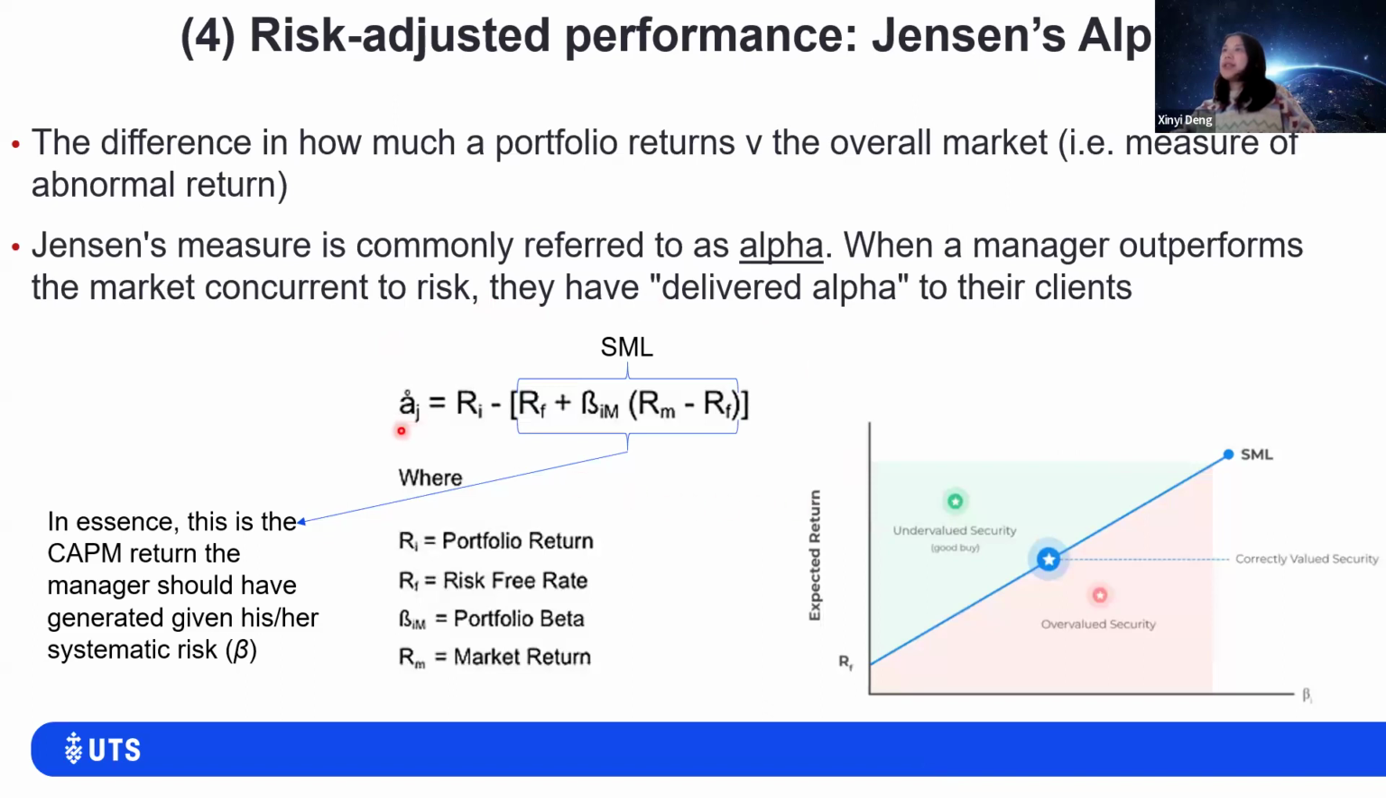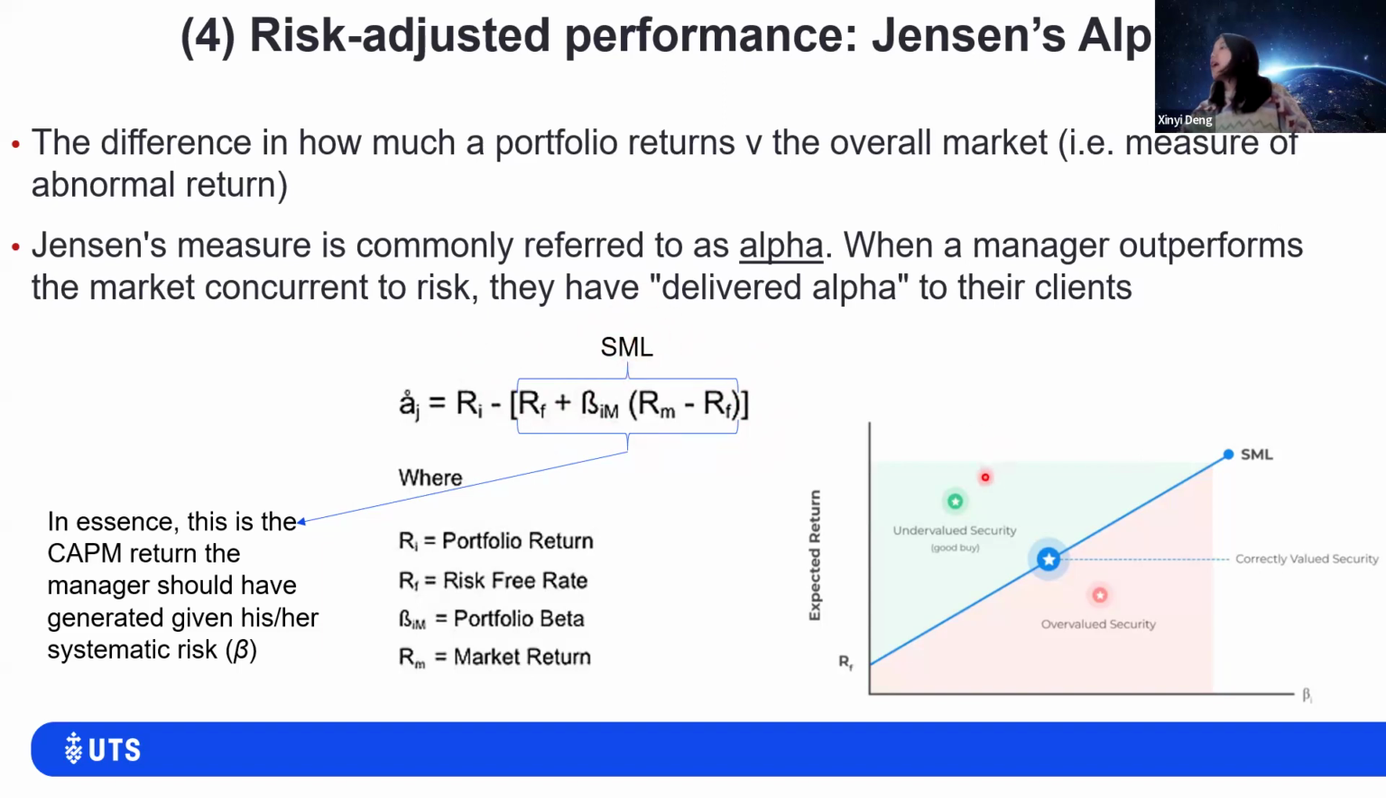The following expression is the mathematical expression of Jensen's alpha. As we can see, alpha is just equal to the return on the portfolio, so the actual return on the portfolio, minus the CAPM predicted return. And if we recall the content from lecture 2, we know that this thing inside the bracket is not only the CAPM predicted return, it's also the security market line. So in short, we call it SML.